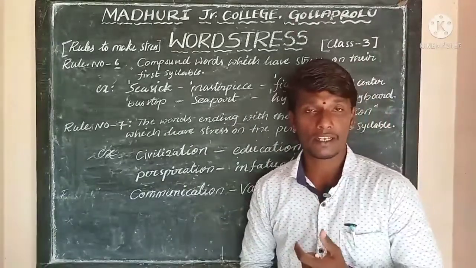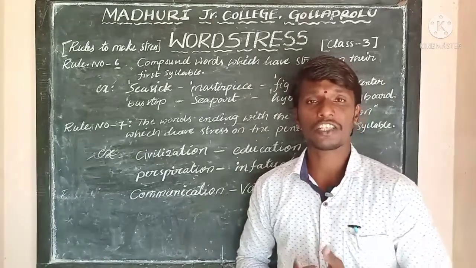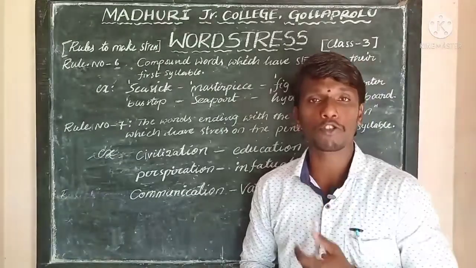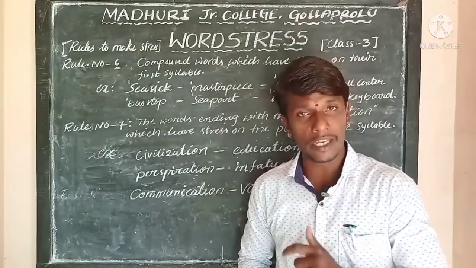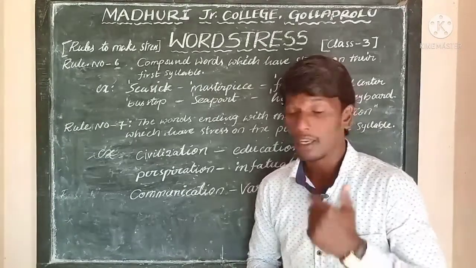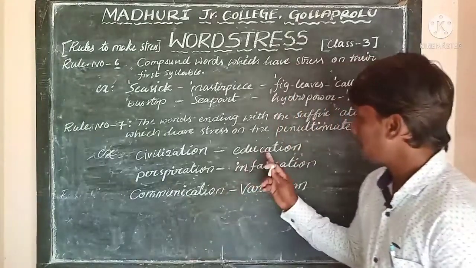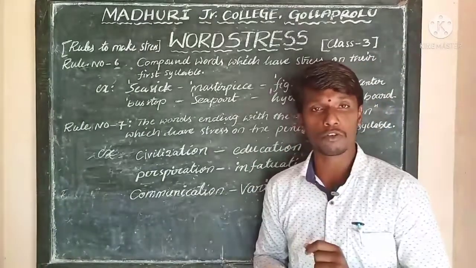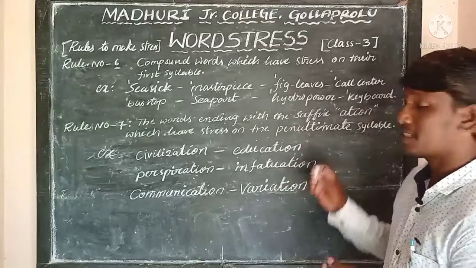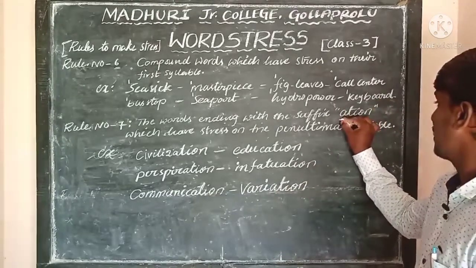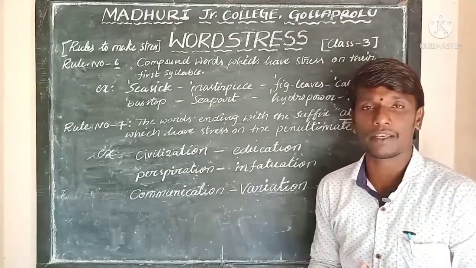Already in the previous class we discussed suffix and prefix. Prefixes are the clusters of letters which are added before the root word. Prefixes can change positive words into negative. Whereas prefixes are used in front of the root word, suffixes are used at the end of the root word. That is the difference between prefix and suffix. Here the suffix that I mentioned is ation, A-T-I-O-N. Ation is the suffix that is added at the end of the root word.